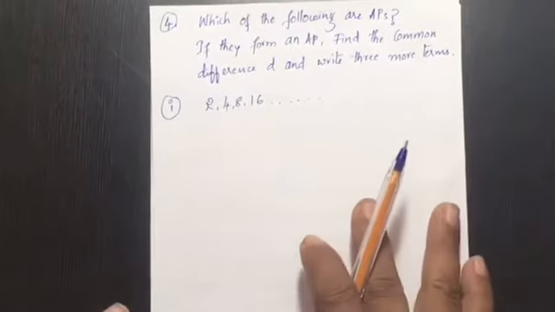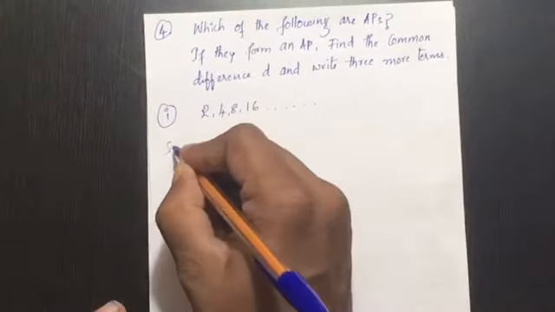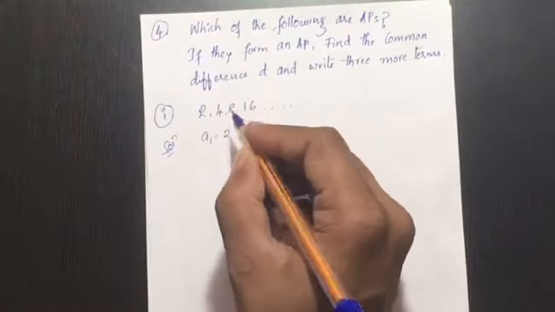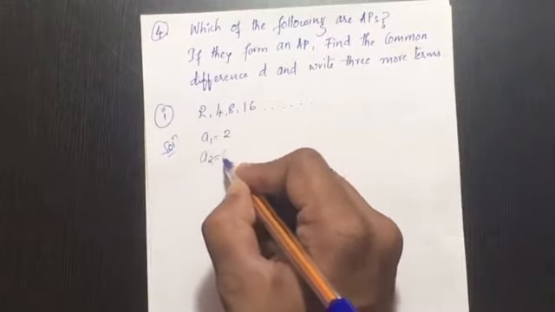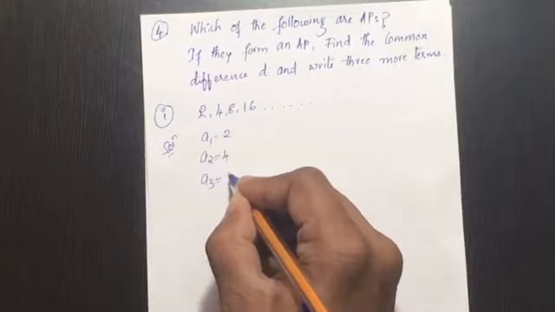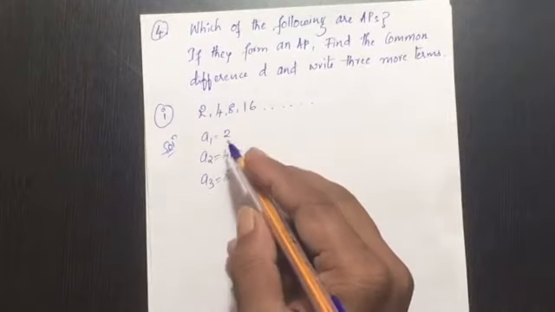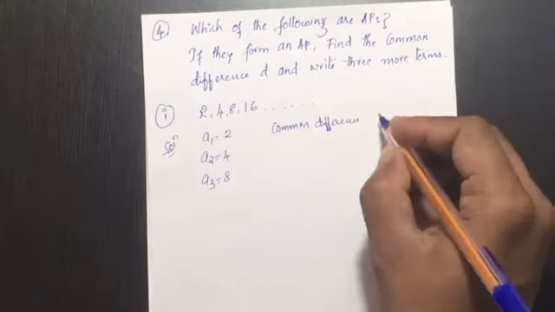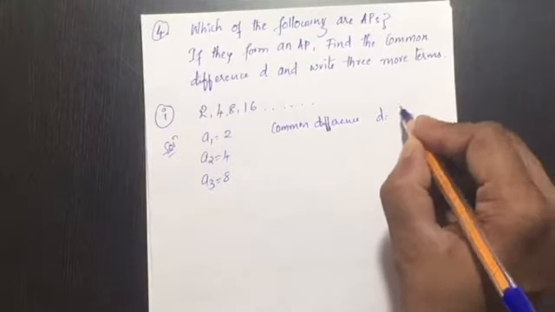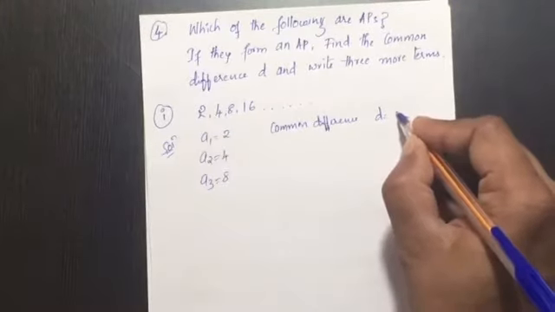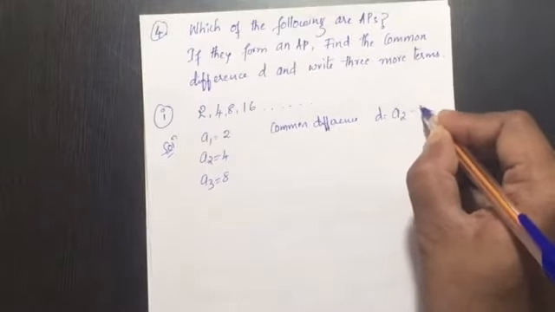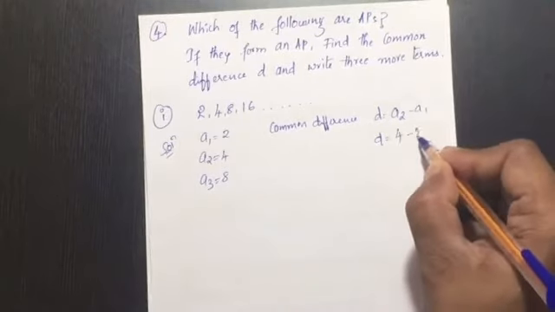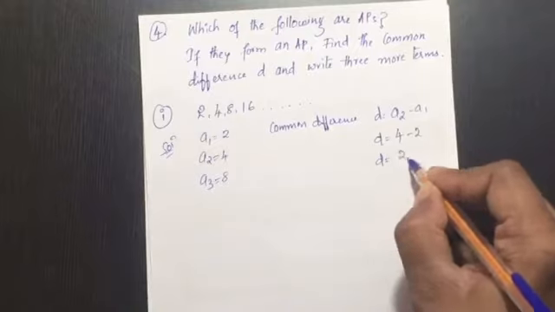So first, in this series, the solution. The first term is 2 and the second term is 4, the third term is 8. Now I will check the common difference. What is the common difference? D is equal to the second term minus the first term, that is A2 minus A1. D is equal to 4 minus 2. So D is equal to 2.